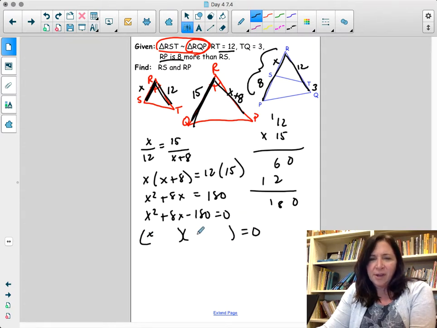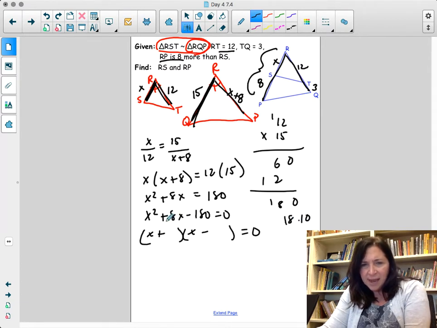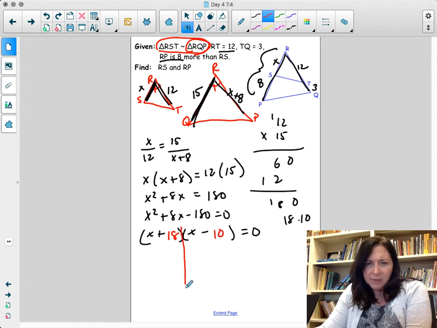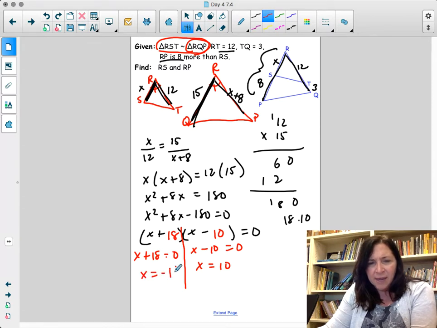Okay, we know x times x is going to give me x squared. One's going to be plus, one's going to be minus. To get 180, I'm probably going to go 18 times 10 because that's going to add up to 8 if I subtract. So it is positive, so I'm going to get a positive 18 and a minus 10. I'm going to split this up. I go x minus 10 equals 0, so x equals 10. I go x plus 18 equals 0, so x equals negative 18.